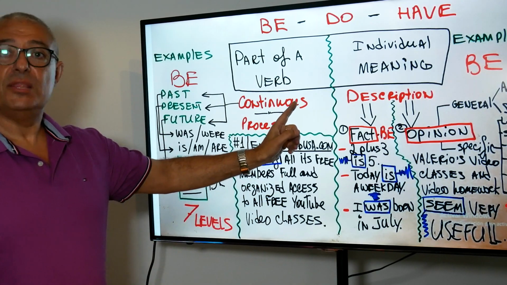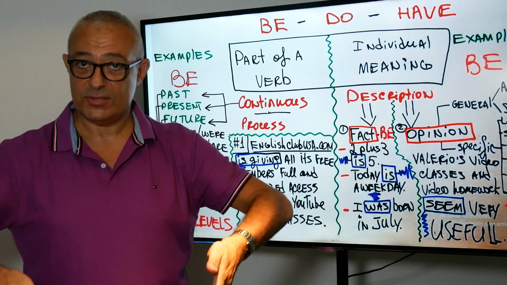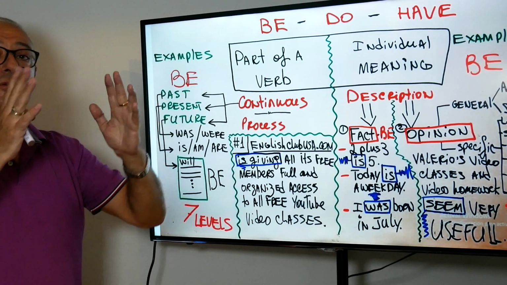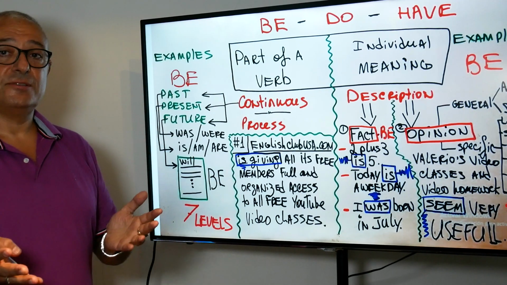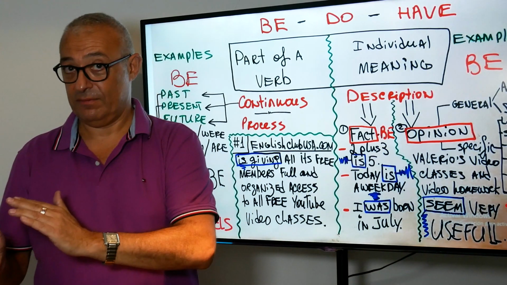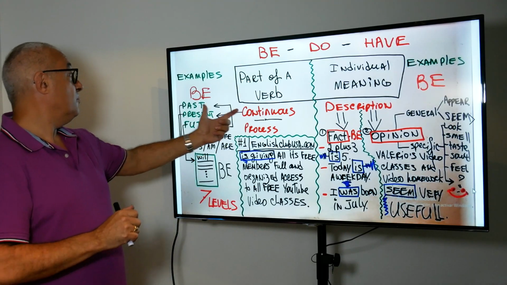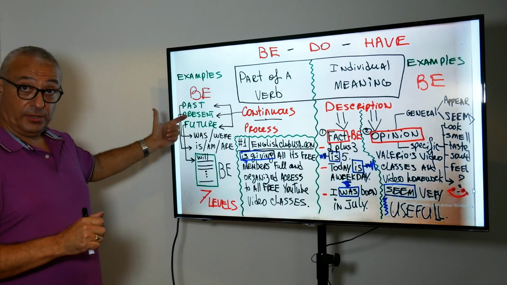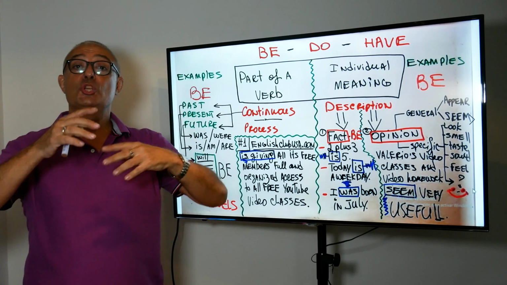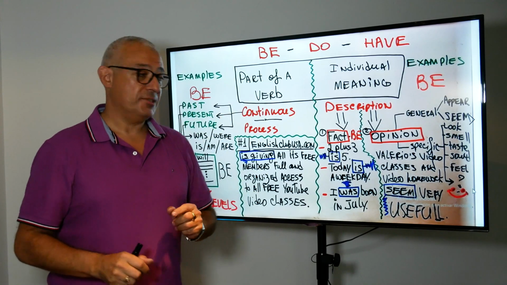anytime, regardless of the time, whether it's past, present, or future, the verb to be is an integral part of the process. You cannot have a process, positive or negative, without verb to be. So verb to be will be used in all three: in the past, present, and future. And each time shows me when the process takes place.